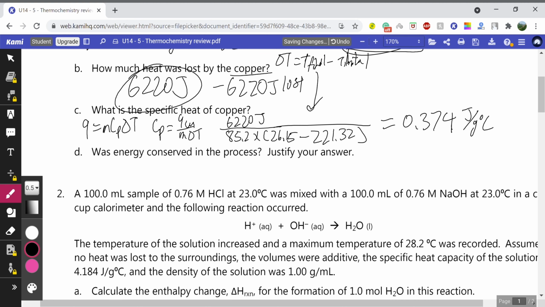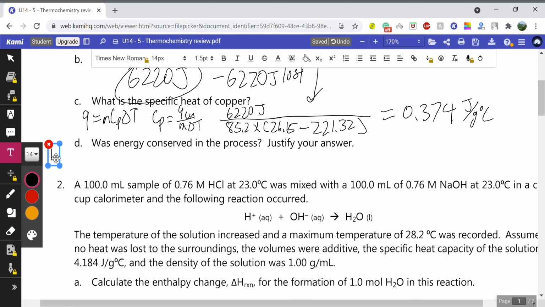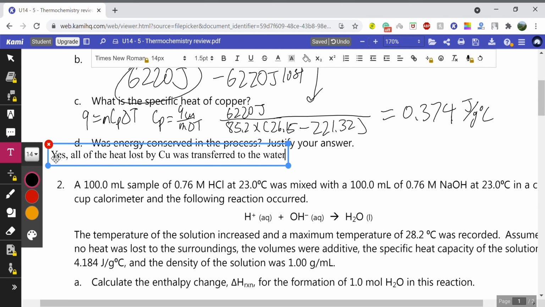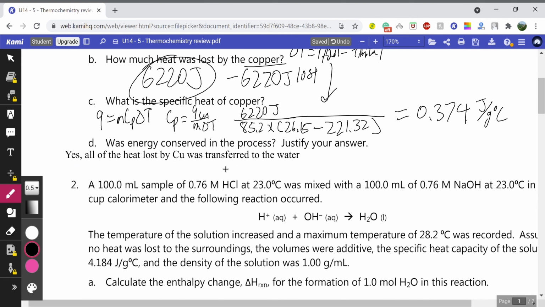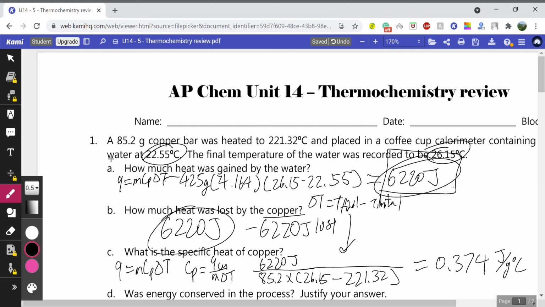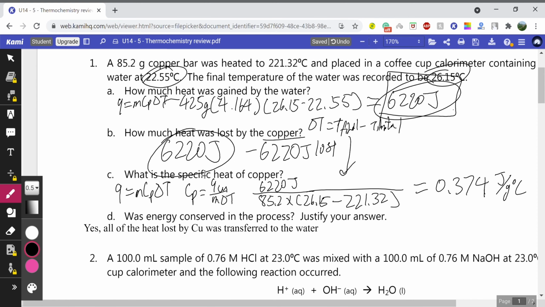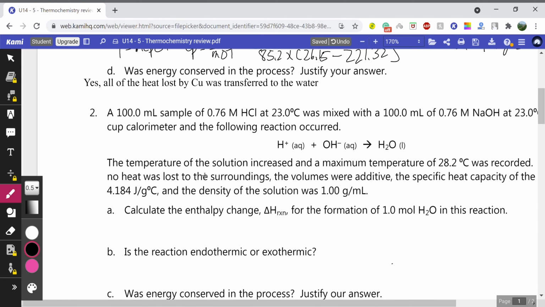Now, D, was the energy conserved in the process? Well, the answer is yes. All of the heat lost by Cu was transferred to the water. And I think every single time you see a question where it says was energy conserved, the answer will always be yes, unless there are some weird exceptions in the problem, because energy should always be conserved.